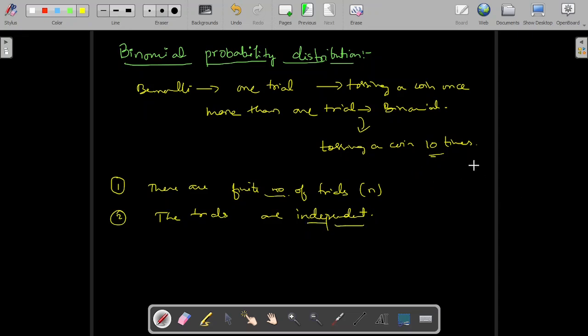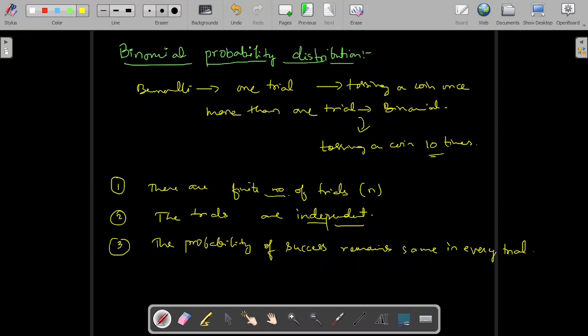Suppose you are picking a card from a pack of 10 cards with replacement, then each trial is independent. Without replacement, the trials are not independent, because for the second trial only 9 cards are available, and for the third trial only 8 cards are available. So the probability of success changes. And the third condition is that the probability of success remains the same in every trial.